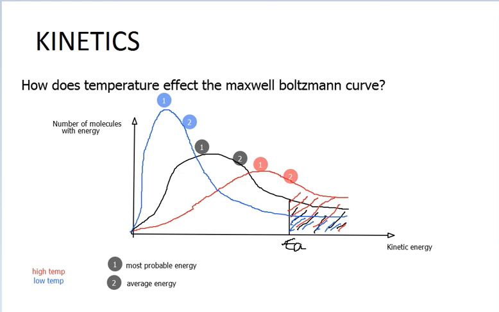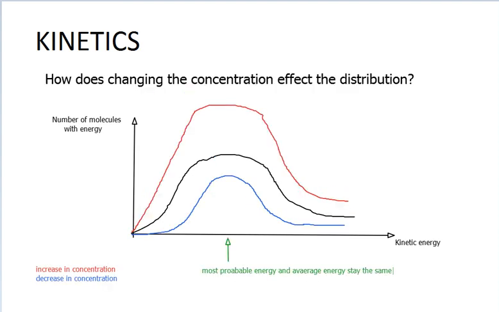You can also see that the graph is higher. This is because the area under the graph has to be the same because the number of particles doesn't change. So as you can see, changing the concentration means that the shape of the distribution is still the same, but increasing the concentration will increase the height of the graph.